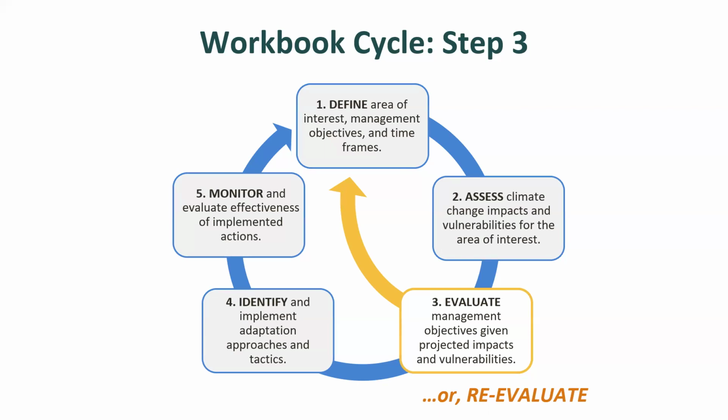You can use all of the information that you've gathered up to this point to create goals and objectives that are more likely to succeed given the projected impacts from climate change. You don't need to redo step 2, but you can update your objectives in step number 3 before moving on to step 4. Or if you've determined that your management objectives are pretty solid under a changing climate, you have high or moderate feasibility of meeting them, then you can simply proceed to step 4 to explore your adaptation options.